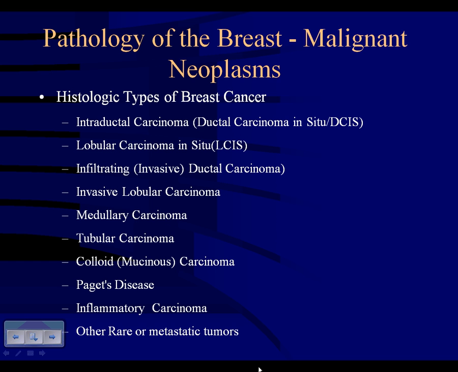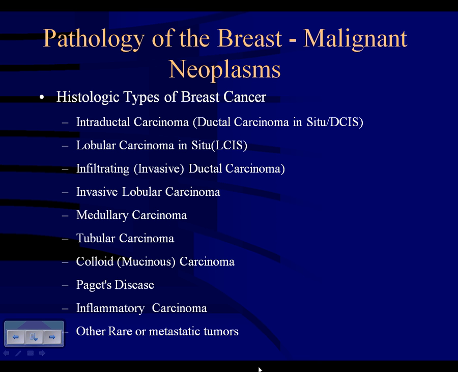You've got ductal carcinoma in situ. You've got infiltrating or invasive ductal carcinoma. You've got lobular carcinoma in situ, and then you've got invasive lobular carcinoma. So those are the four most common types, basically.